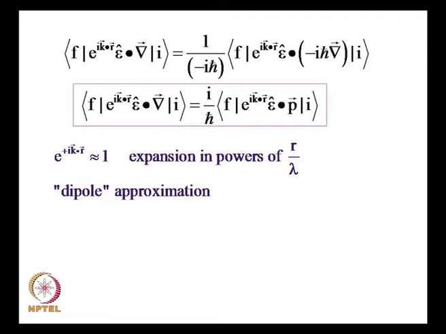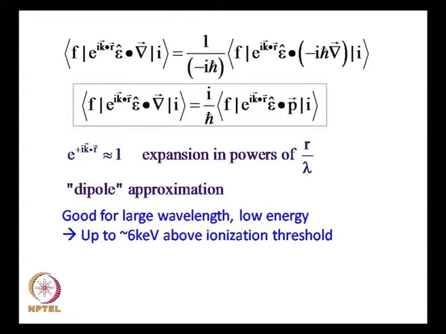k dot r is k r cos theta, k is 2 pi over lambda. So, e to the i k dot r is actually a power series. If you take the leading term, you have e to the i k dot r nearly equal to 1, which is called the dipole approximation, and I will explain why it is called a dipole approximation. Tentatively we will use the term dipole approximation, and very quickly we will recognize why it is called that.